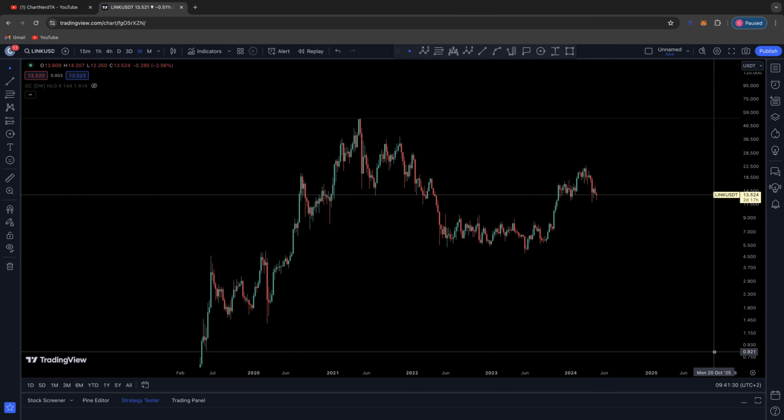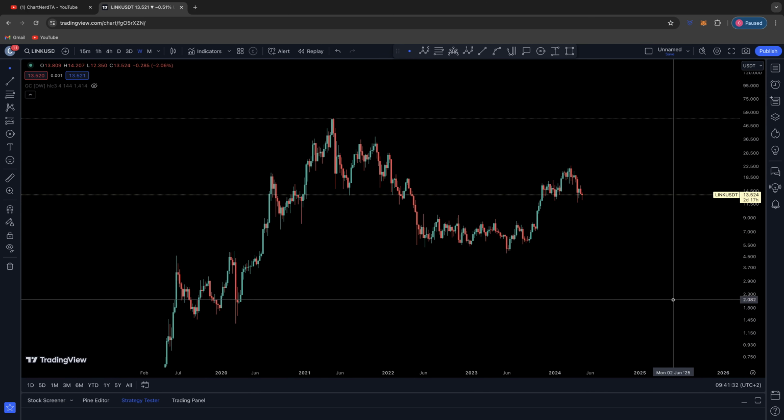We're going to be doing some technical analysis this morning on Chainlink. And first off, we're looking at the weekly time frame.